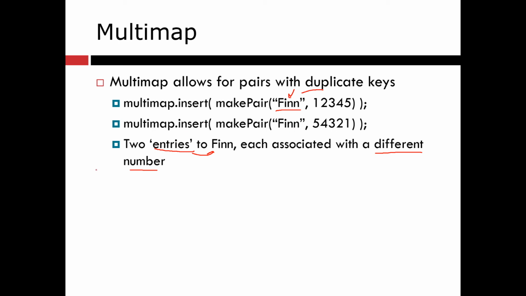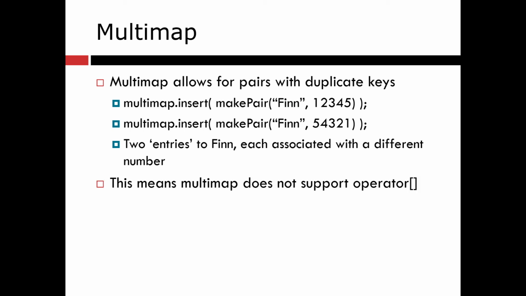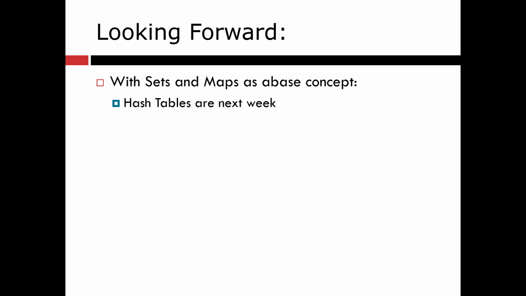Again, very similar to how sets work, but just with these pairs. All right, so again, this functionality means that a multi-map does not support the subscripting operator. There just is no subscripting operator because of this multiple key value functionality.